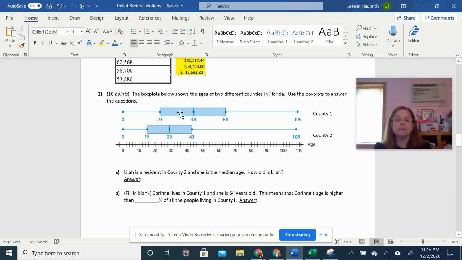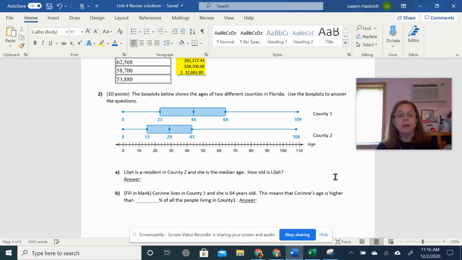Remember, 25%, 25%, 25, and 25. So these two represent 50. This represents 25. Now, I haven't answered any questions. I just took a quick look at the box and whisker to get a feel for what they're trying to tell me.